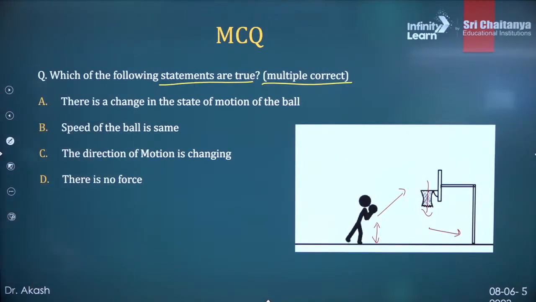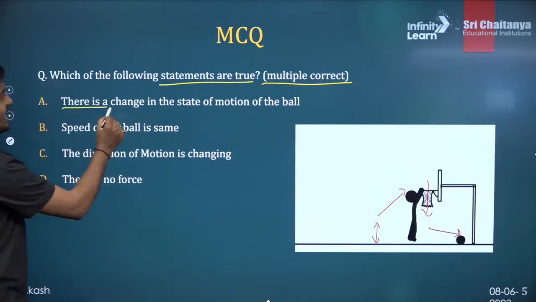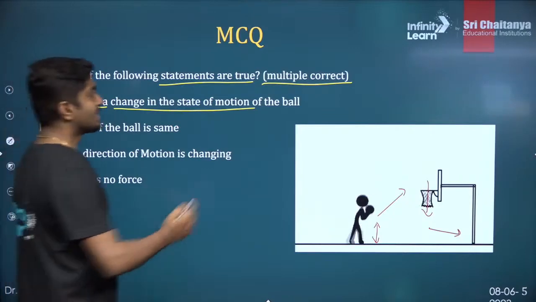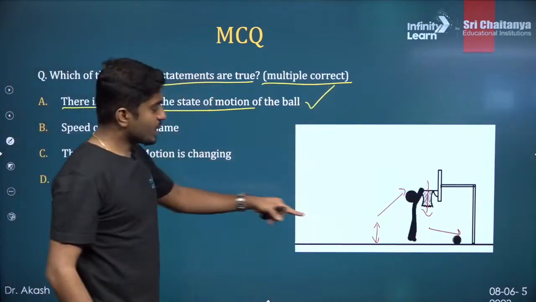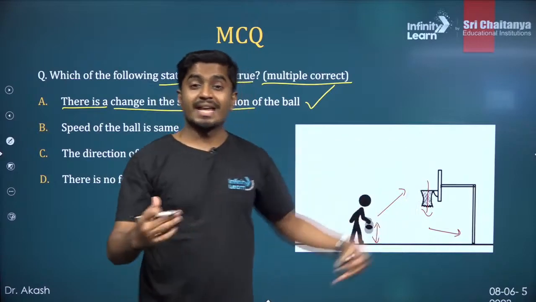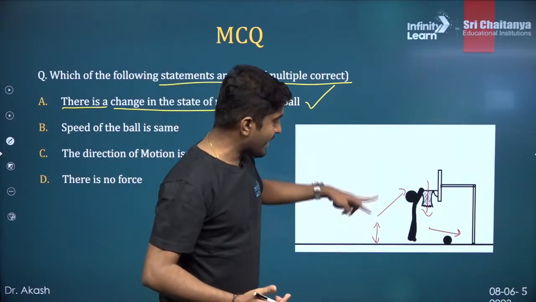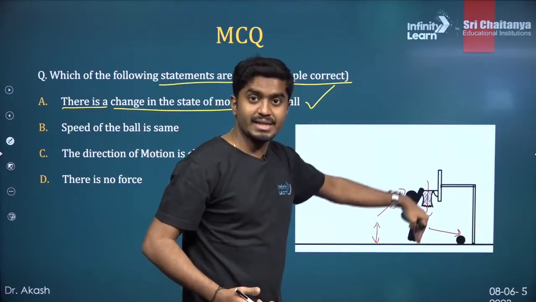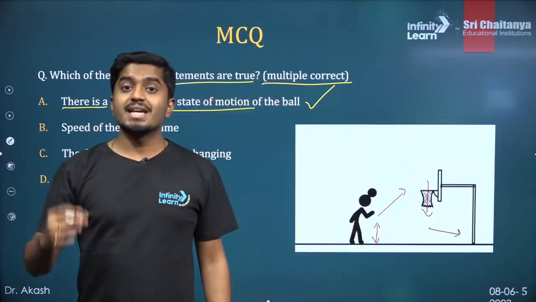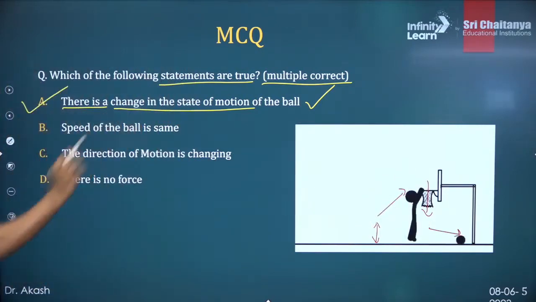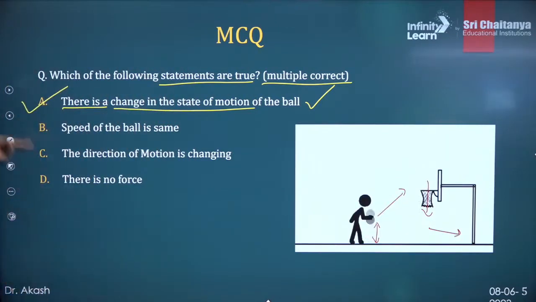Which of the options is correct? First option: there is a change in the state of motion. Is that correct? Yes, that is correct. Why is it correct? You see the direction of the movement of the ball. The ball is going up and down, then going in this direction, coming down. So there is a change in the direction, so there must be a change in the state of motion. That is correct.